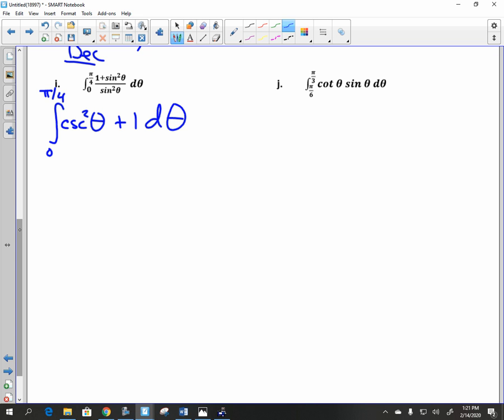Do you know the antiderivative of cosecant squared? Very good. Riker is correct. This is one we should have committed to memory. The antiderivative of cosecant squared is negative cotangent.